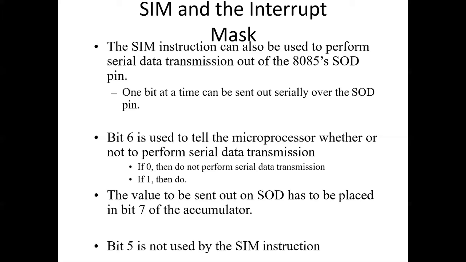Suppose we have some 8-bit data in the B register and we want to send it out serially on the SOD pin starting from the LS bit. Then we have to execute a program that does the following. Bring to the MS bit of the accumulator a bit from the B register starting from the LS bit. Set to 1 bit 6 of the accumulator. Execute the SIM instruction. Repeat these steps 8 times in a loop.